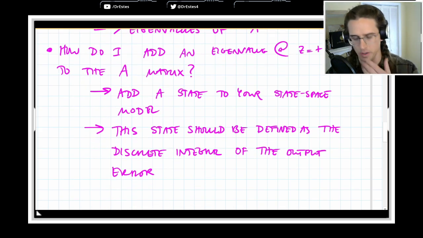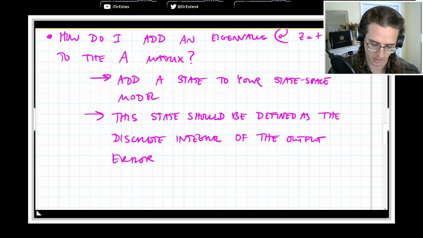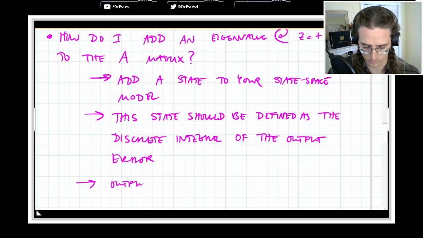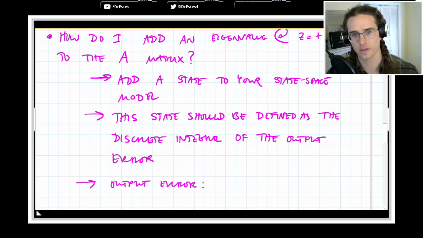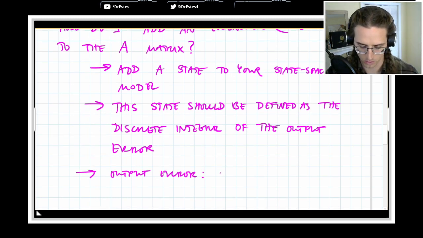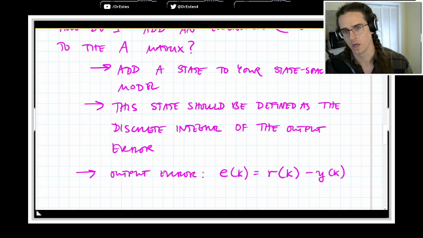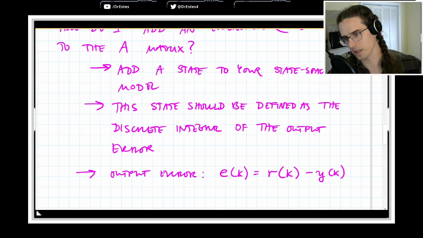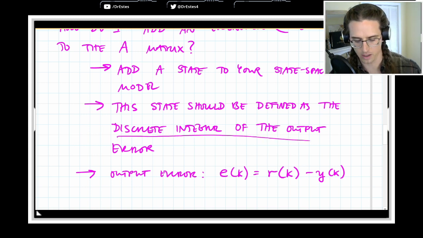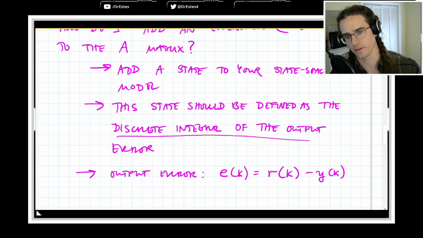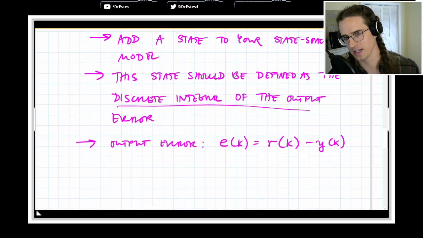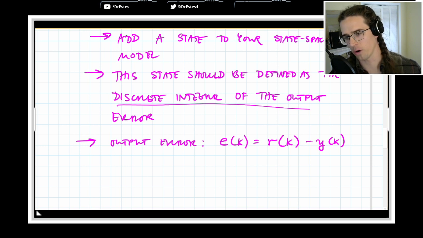And I guess this is what we'll start with on Wednesday. So what is the output error? We're familiar with the output error. We've been calling it E. So E at step K is just the difference between the reference and the output. That's your output error. So we're going to define a new state, which is the discrete integral of the output error. The discrete integral, fortunately, is a very simple thing. It's just the sum of all output errors up to a point.